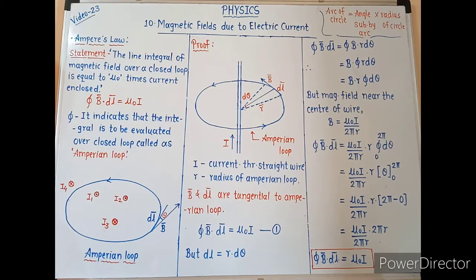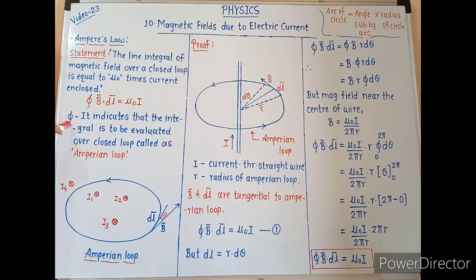So the statement of Ampere's law is: it states that the line integral of magnetic field over a closed loop is equal to mu0 times the current enclosed in that loop. Mu0 is nothing but the permeability of free space. So mathematically it can be given as the integral over a closed loop of B bar dot dl bar is equal to mu0 I. So this is the statement of Ampere's law.